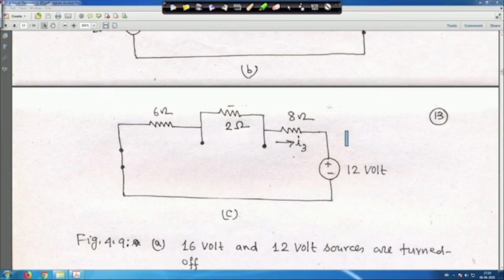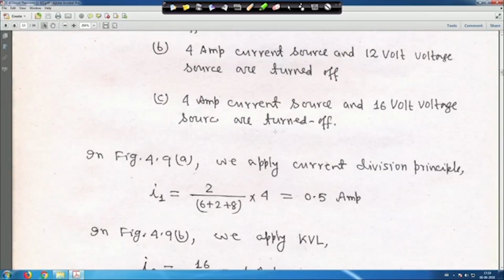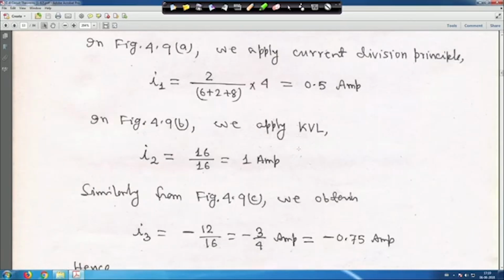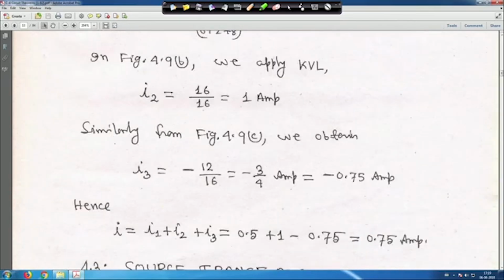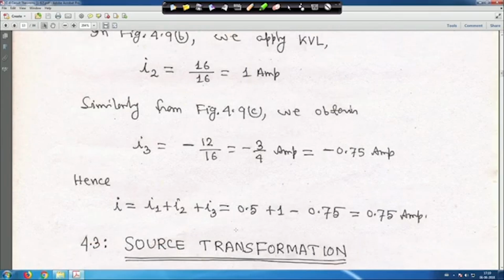In this case, all these things I have told, circuits A, B, C, everything, and the I 1 calculation also given, I 2 I told, I 3 also I told, minus 0.75. If you apply superposition, I 1 plus I 2 plus I 3, it will be 0.5 plus 1 minus 0.75, is equal to 0.75 ampere. That is I.